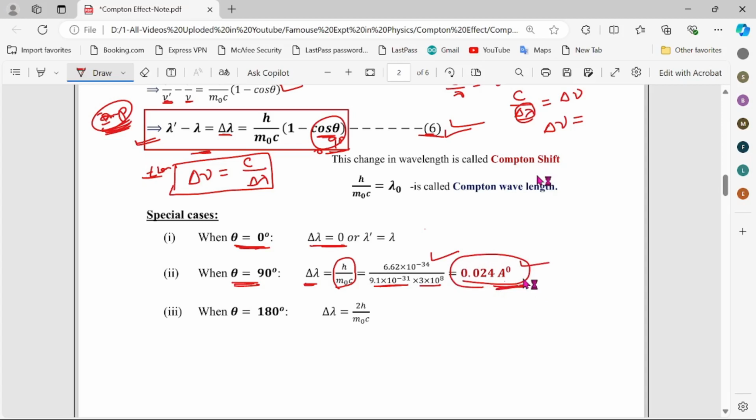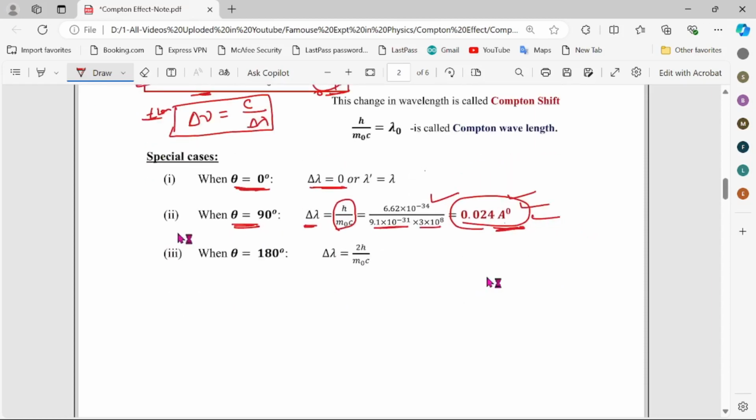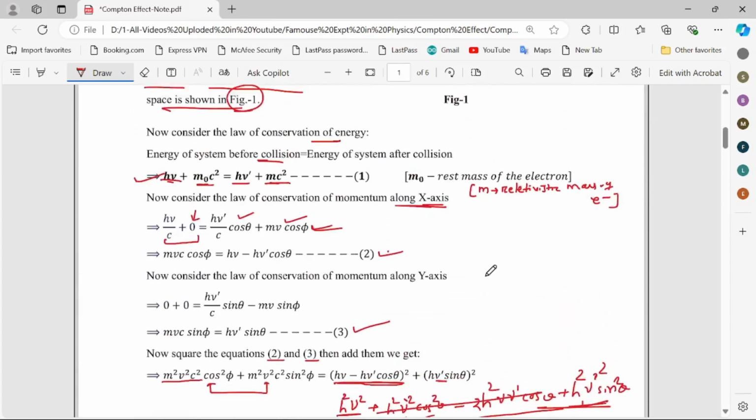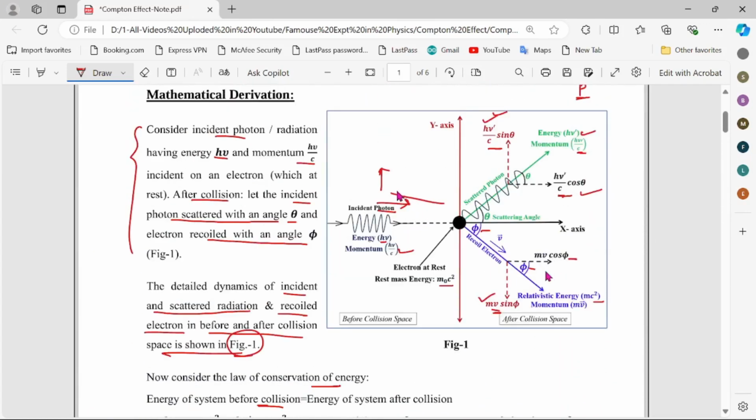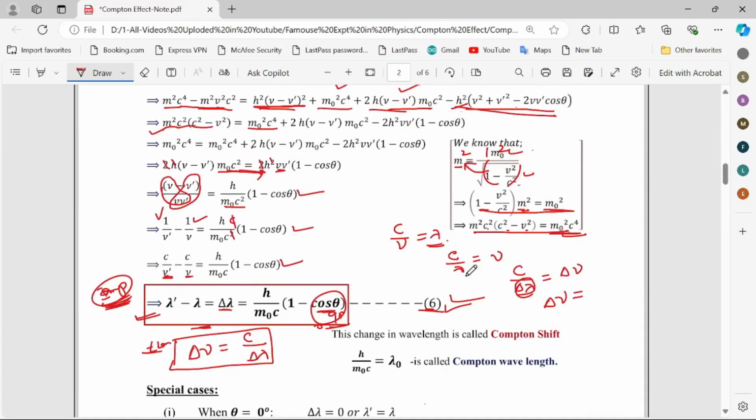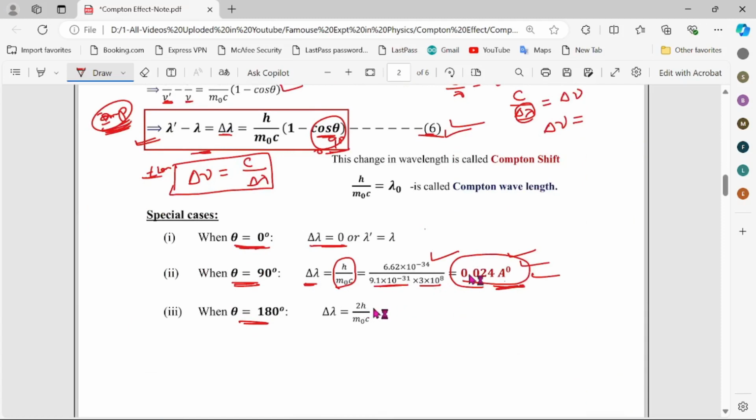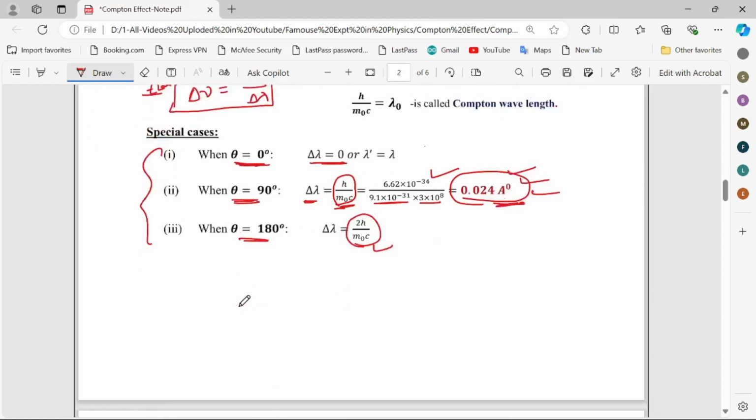I suggest you also remember this one, because it will help you solve the problem easily. h by m naught c is the value. If theta is 180 degrees, the photon is scattered exactly opposite to the incident direction. Along this way it is incident on the electron, and if it is scattered exactly opposite, the change in wavelength is 2h by m naught c, just double as compared with theta equal to 90 degrees. So these three cases you also have to remember.